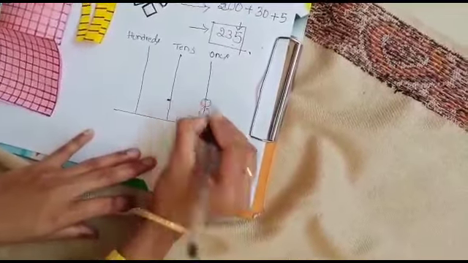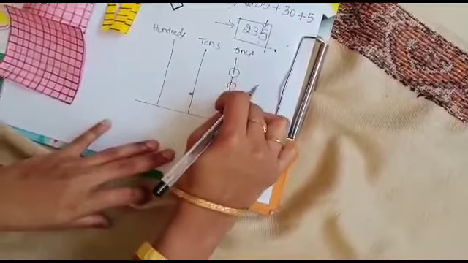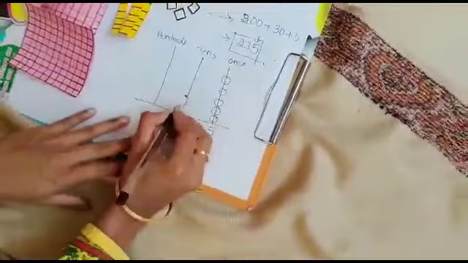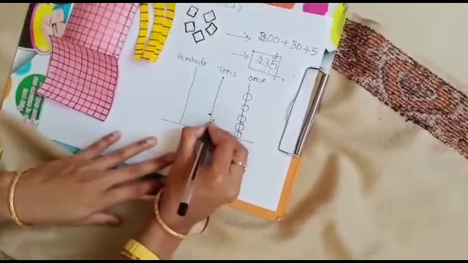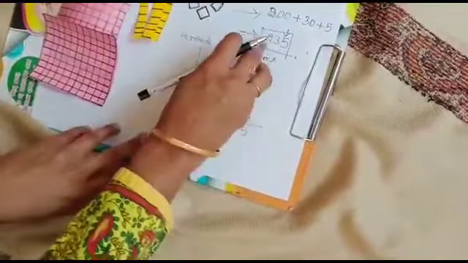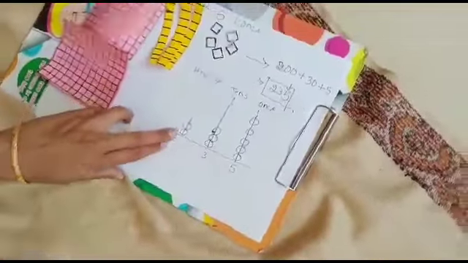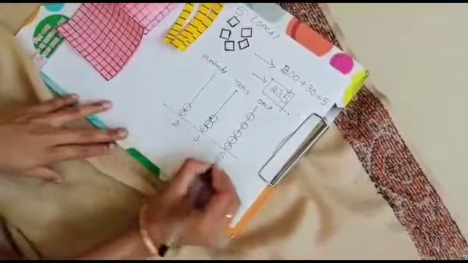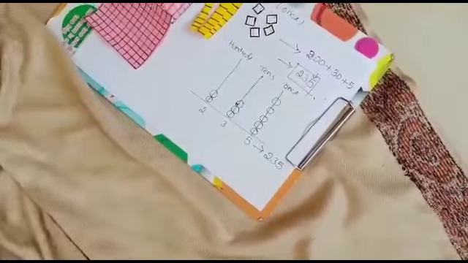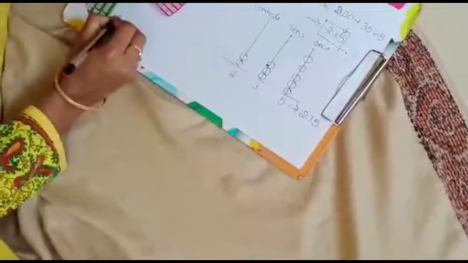So first, 5 ones. I am going to give 5 circles here. 1, 2, 3, 4, 5. How many circles do we have? 5. In the tens place, what is the number here? 3. So I am representing 3 tens here. How many hundreds do we have? 2 hundreds. Here I am representing 2 hundreds. So total together, what is the number now? 235.